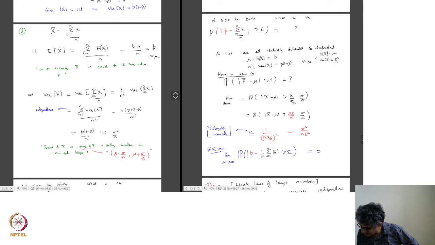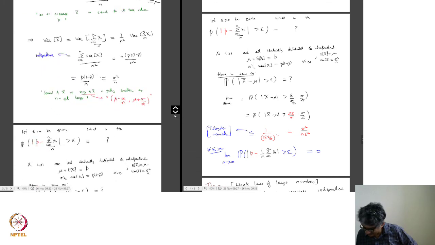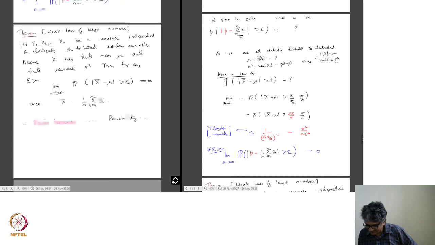In a sense, what we've shown is for any fixed epsilon, the limit as n goes to infinity, the probability of this event is equal to 0. So that's a very strong, powerful statement. And in this mechanism, we have shown that the relative frequency approaches the true probability as n goes to infinity in this particular case. That gives us a statement of the weak law of large numbers, which we have shown in this argument.